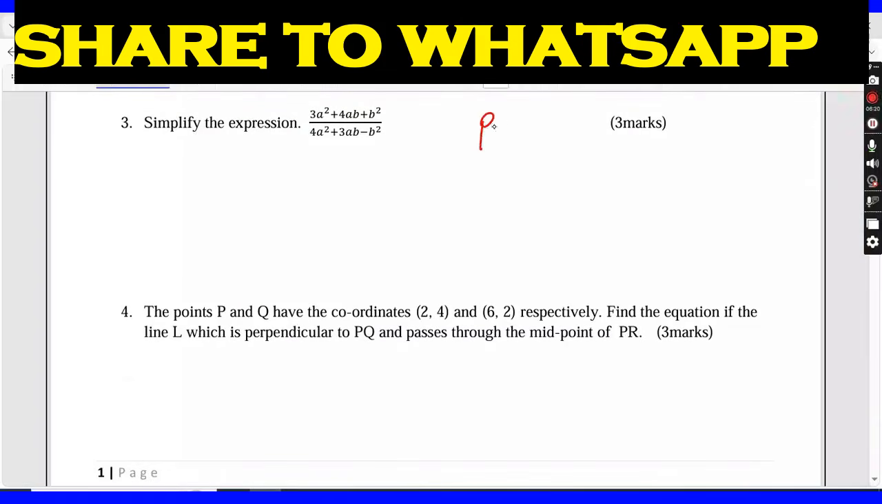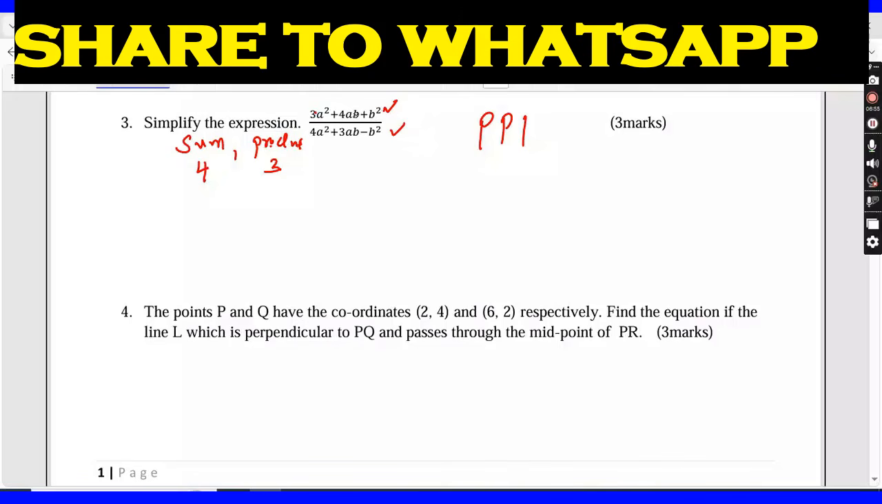Simplify. This is paper 1. To simplify is paper 1. Now look at this. This is a quadratic expression, and also this one is a quadratic expression. So you need to understand the sum and the product. So get two numbers where the sum is 4 and the product is 3 times 1, which is 3. Two numbers that when you multiply give you 3, and when you add give you 4.